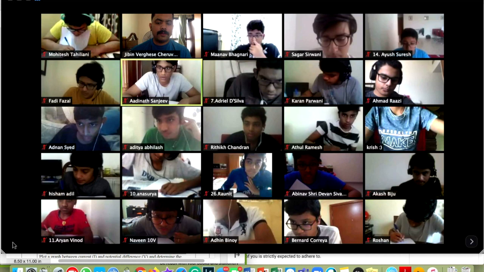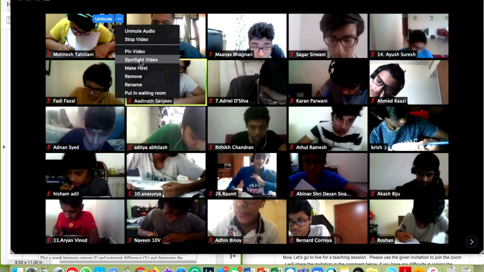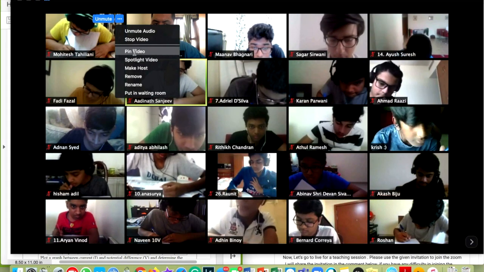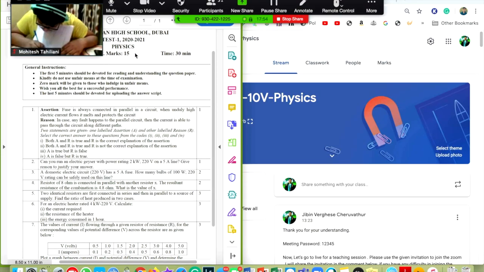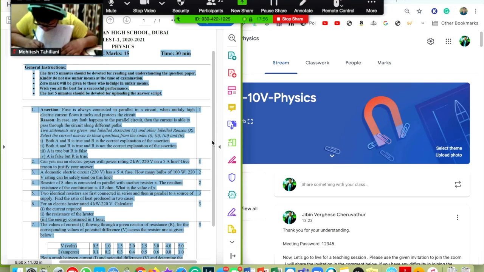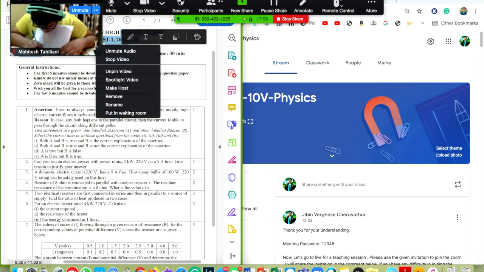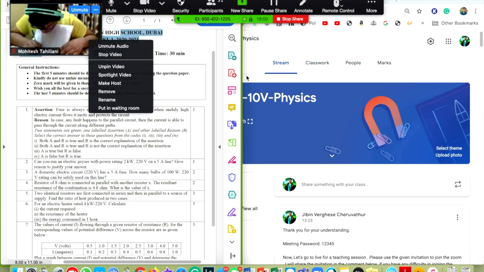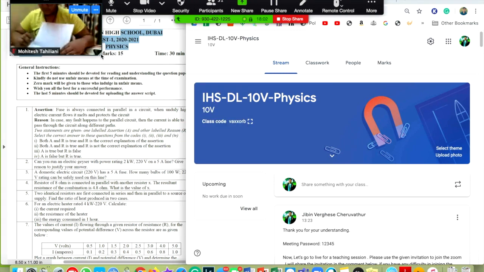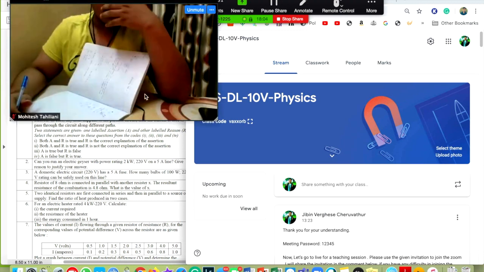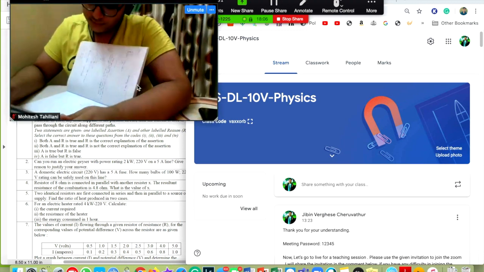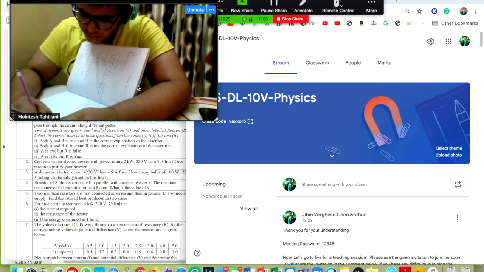And if you want to see one particular student's movement, then you have to select the pin video. So we can see only that particular student, and we can drag the same. Yes, I'm going to drag. This is the corner. Then yes, I can see the student. If I want, I can ask a question to that particular student.